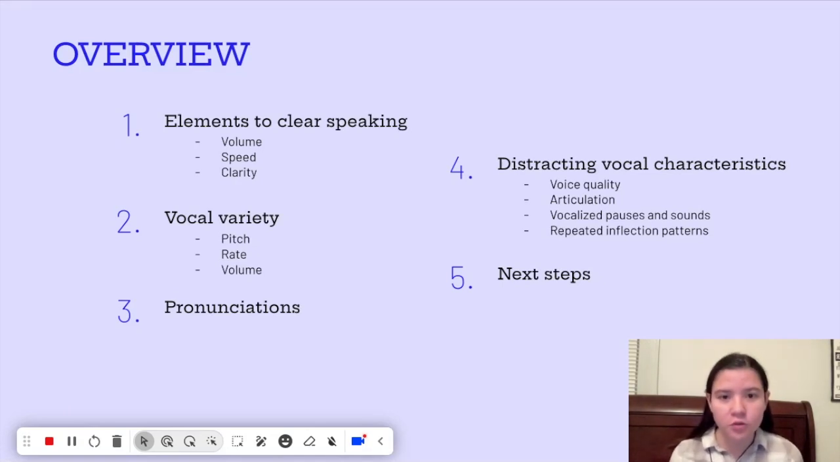We're going to talk about vocal variety, certain pronunciations of words and how that might factor into giving a good speech. We're going to talk about potential distracting vocal characteristics and then next steps to work toward improving your speaking skills.